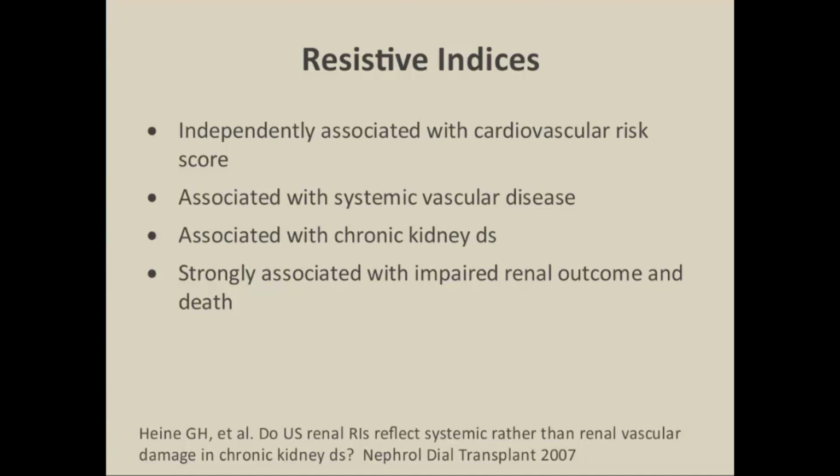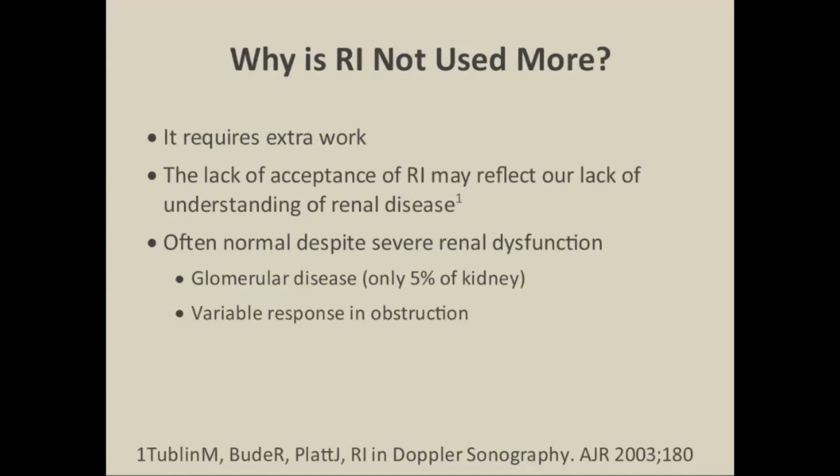And believe it or not, this article from Germany points out, it's strongly associated with impaired renal outcome and death. They say it's as good an indicator of impending death as anything. So if you have a resistive index of 0.8, don't sell the guy life insurance. So why is the resistive index not used more?